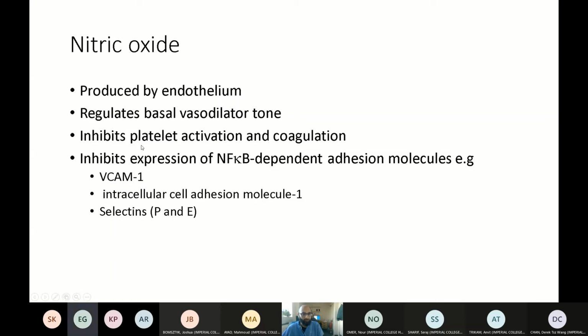Nitric oxide also inhibits activation of platelets and coagulation, and inhibits expression of the NF-kappa B pathway, which we mentioned is key in causing expression of cell surface molecules, causing adhesion of the cells to the vascular wall. So these are all important roles of nitric oxide, and it's easy to see how depletion of nitric oxide can therefore cause a lot of the problems that we're seeing.